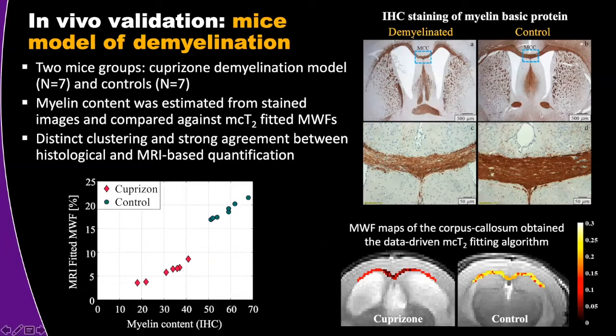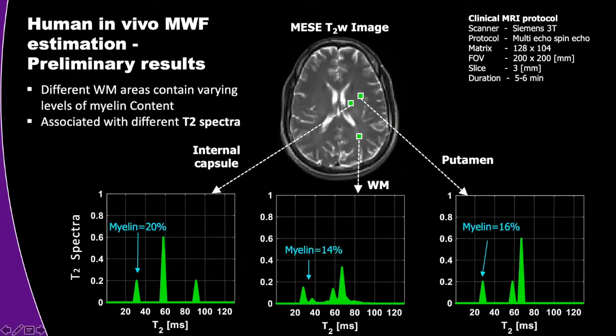Okay. So another preliminary result. Here we're looking at different voxels in the white matter of a human scan, and the myelin content. On the bottom, you see the spectrum that we get using the MCT2 algorithm.